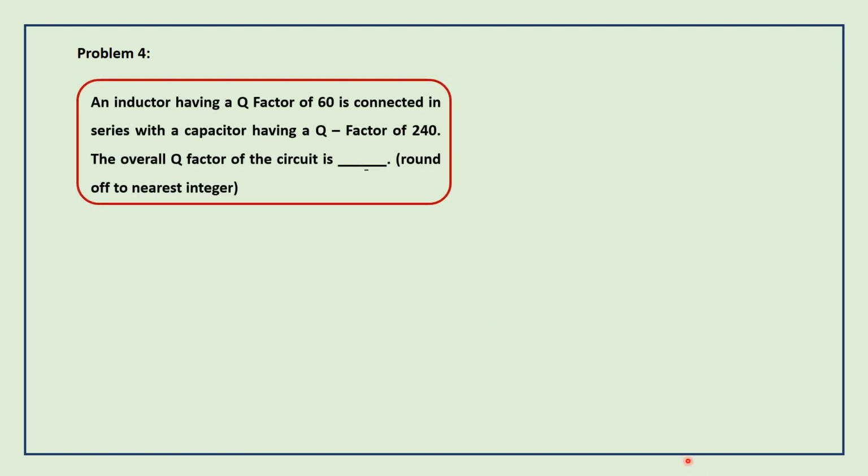Let me move on to the next problem. I'll read out the problem. This is also a Q factor problem only. An inductor having a Q factor of 60 is connected in series with a capacitor having a Q factor of 240. The overall Q factor of the circuit is dash, round off to nearest integer. So for the inductor and capacitor, they have given the individual Q factors, 60 for the inductor and 240 for the capacitor. We need to find out the overall Q factor of the given circuit.